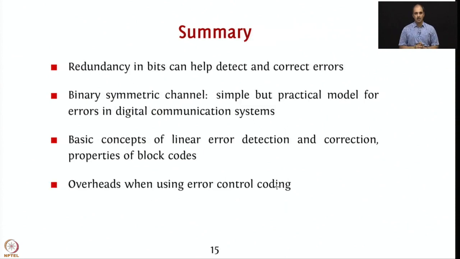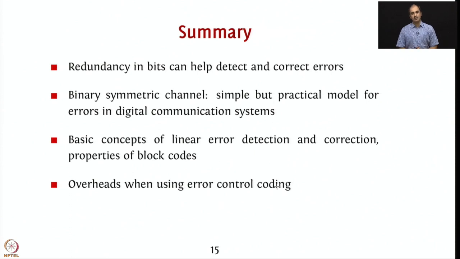So to summarize, in terms of any error correcting code, but in this lecture about block codes, redundancy in the bits can help detect and correct errors. In particular, we took the binary symmetric channel as our model, and it's a simple but practical model for handling errors in digital communication systems. As I discussed with you, you can take BPSK over AWGN as one of the typical use cases of the binary symmetric channel. Then we discussed the basic concepts of linear error detection and correction, and we gave some very simple examples of linear block codes that can be used to detect and correct errors.